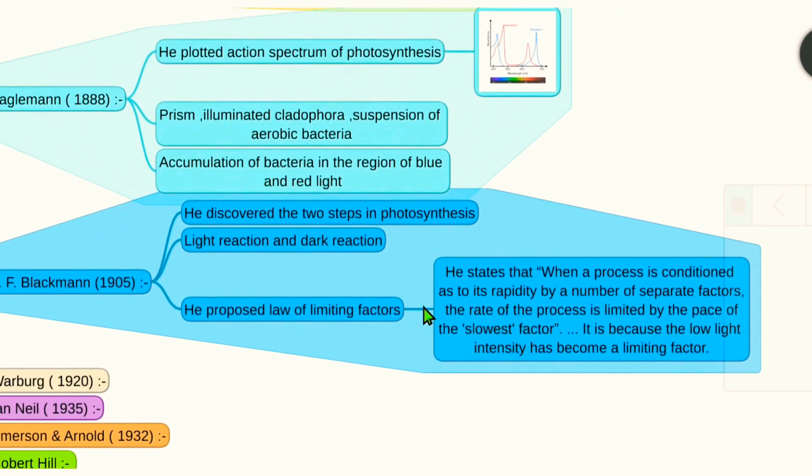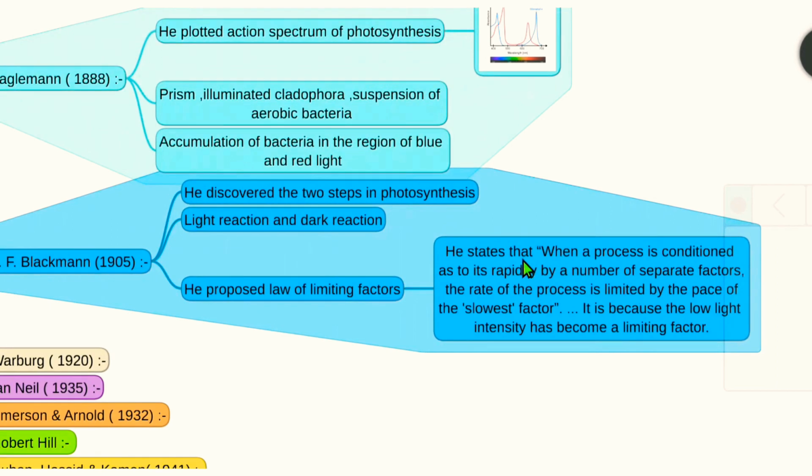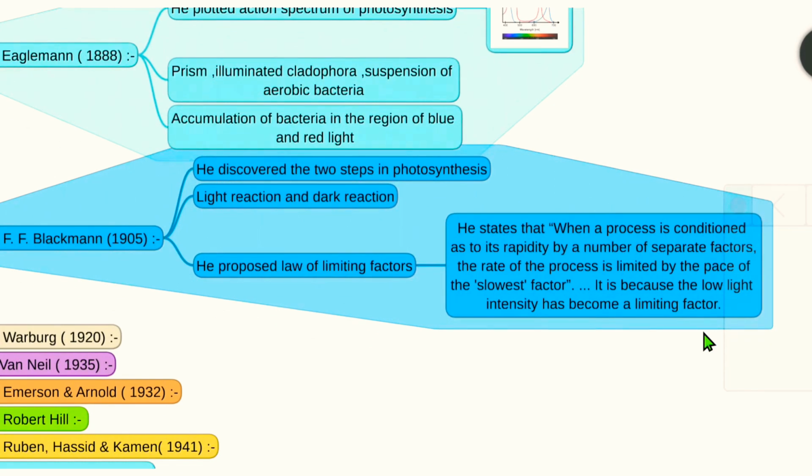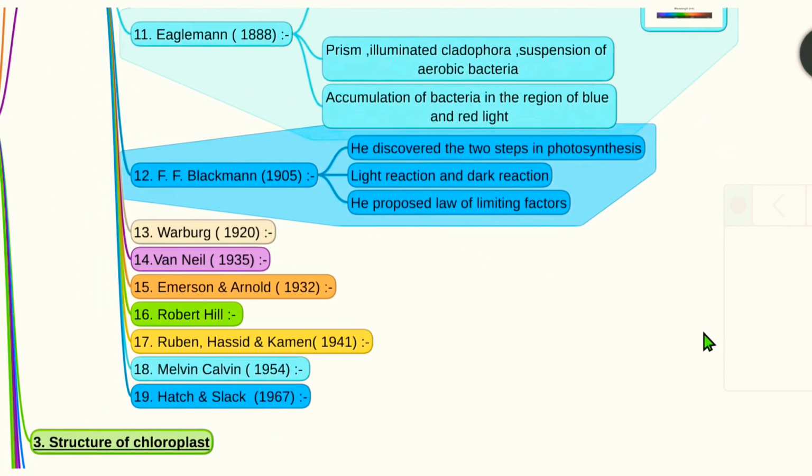So we'll see the law of limiting factor. He states that when a process is conditioned as to its rapidity by a number of separate factors, the rate of the process is limited by the pace of the slowest factor. It is because the low light intensity has become a limiting factor. This is the law of limiting factor. Let's move to the next.